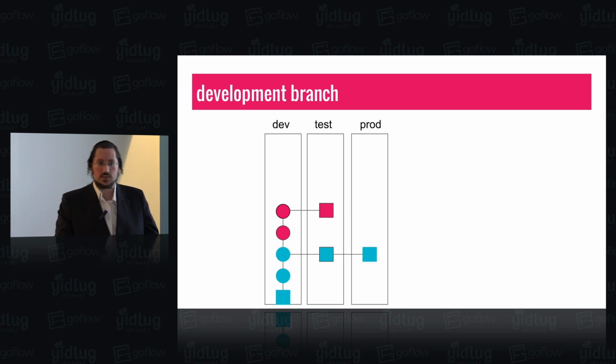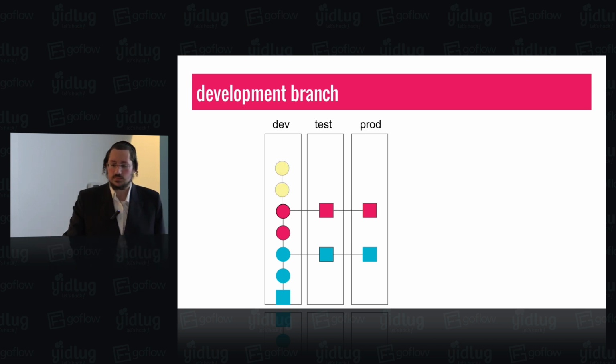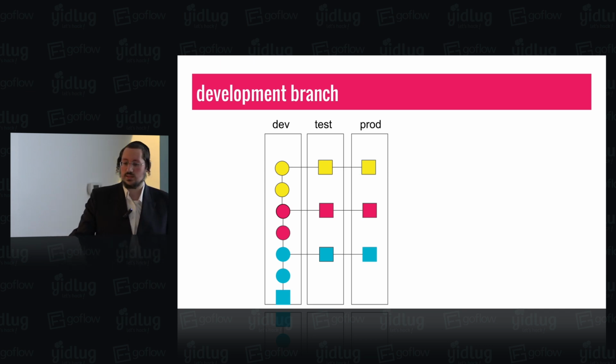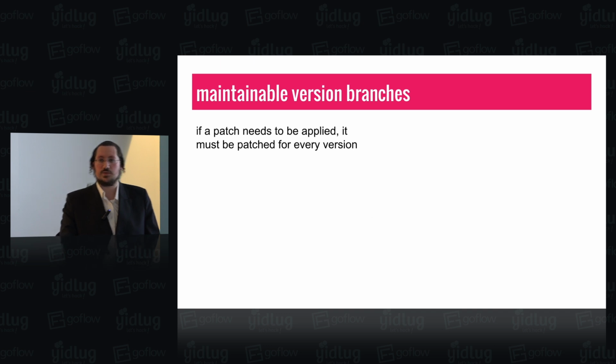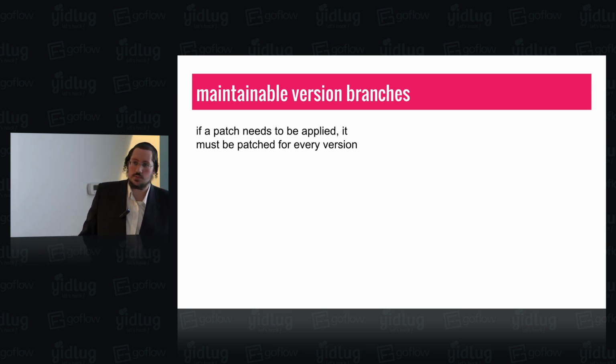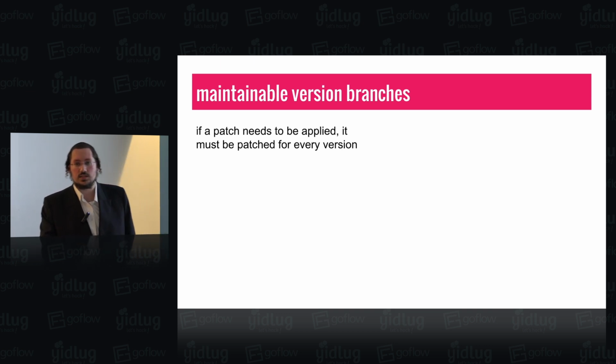And the same thing happens again. So it has kind of cycles of development, let's say every week, and you push to test, and then to production. This is a very simple workflow. There are a lot of pitfalls with this, which we'll have to go into later on. Maintainable version branches are very good for a company that maintains, for example, hardware.